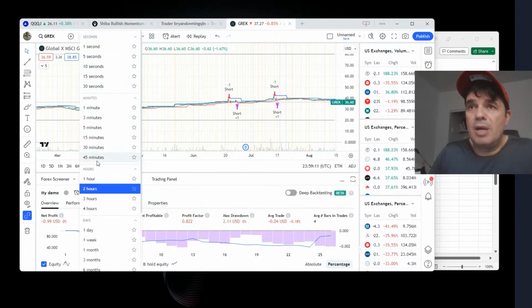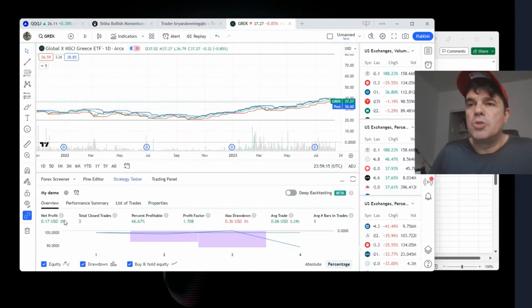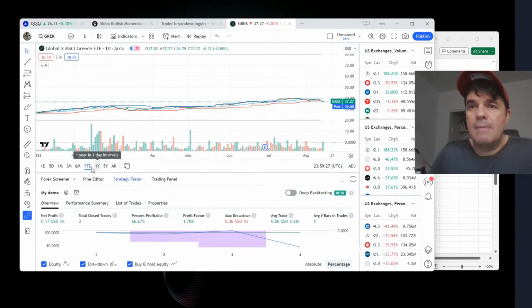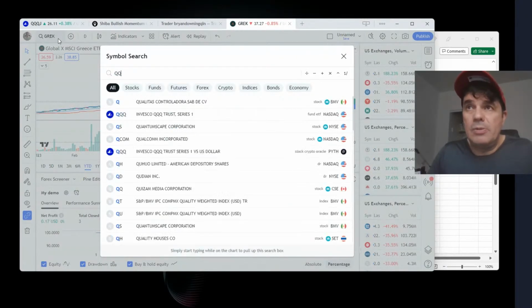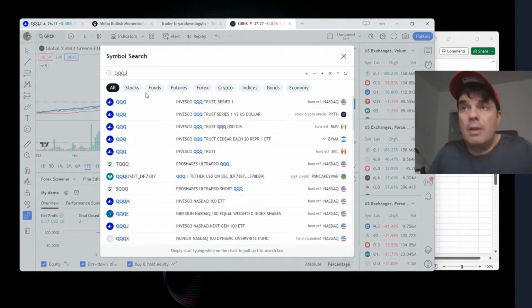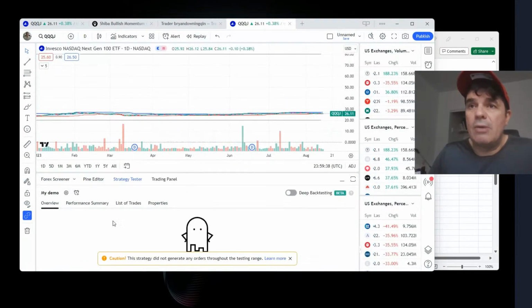Okay, we'll pull up 1 day. Boom. So here, this strategy looks better. Profit, percent profitable. That's an MSCI Greece with 3 trades over, let's say, year to date. It's not a big profit. I'll pull up that Japanese one that you wanted. QQQ. If there's any other ones you wanted, let's check that one out.